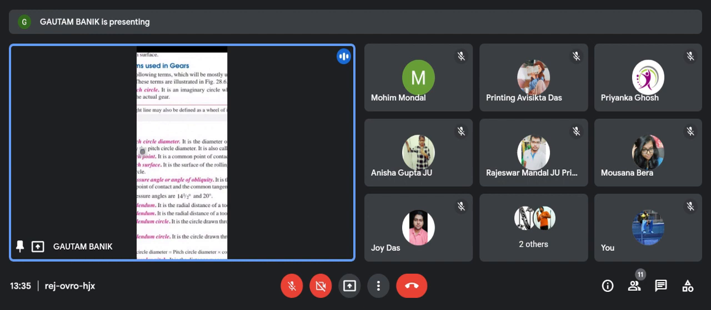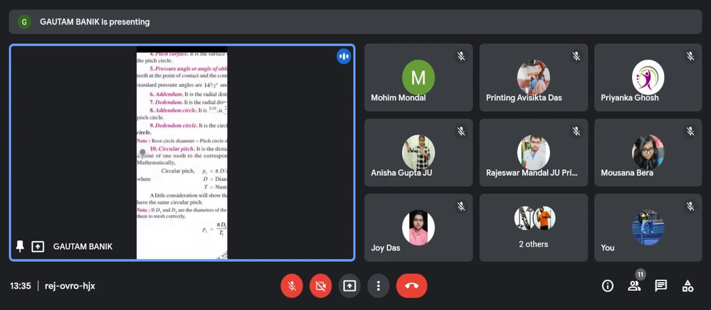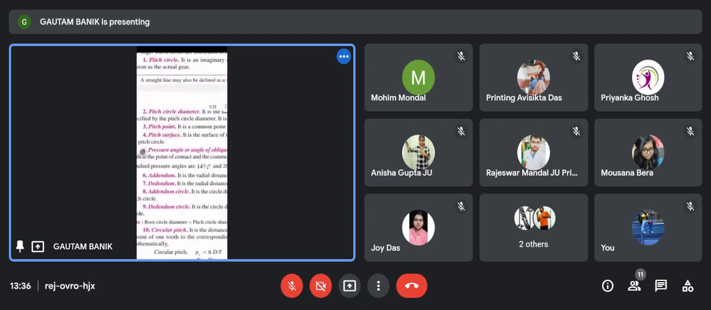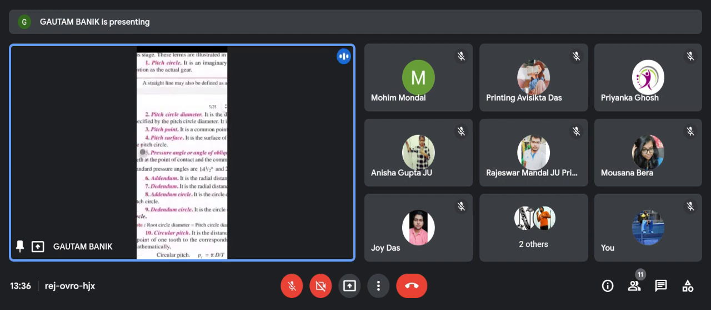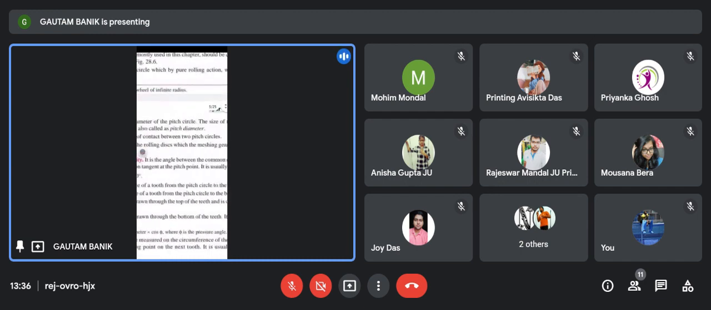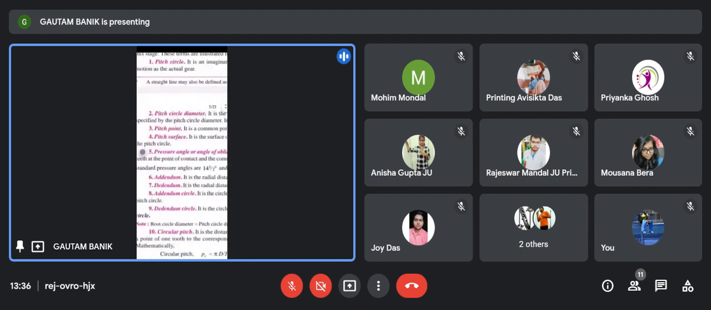Two gears are meshing together, and here the line of force lies on the imaginary circle, that is the pitch circle, and the pitch point. This is the pitch point. The force acts at this point, which is called the pitch point. It is the common point of contact between the two pitch circles. This is called the pitch point.